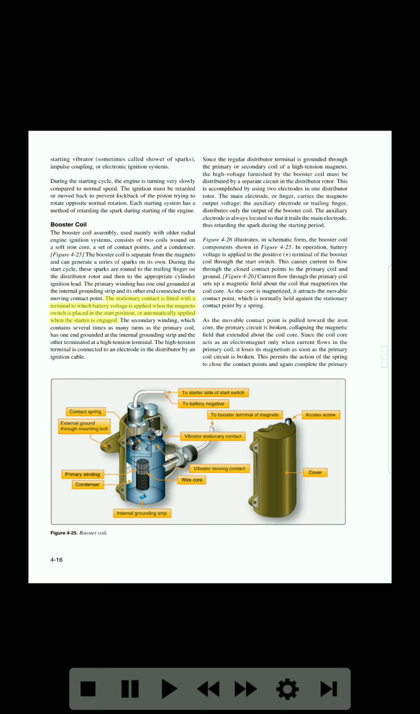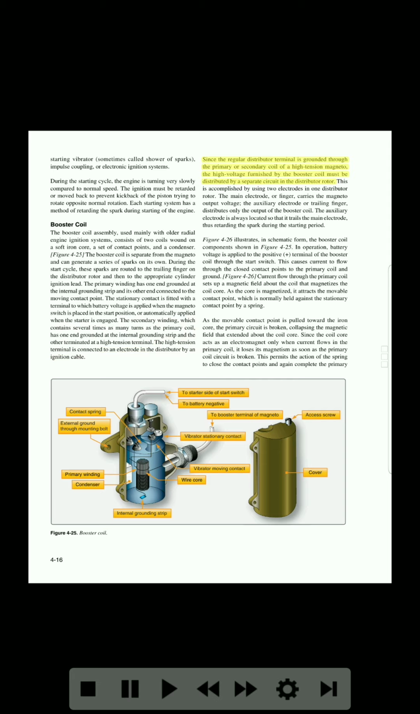The stationary contact is fitted with a terminal to which battery voltage is applied when the magneto switch is placed in the start position, or automatically applied when the starter is engaged. The secondary winding, which contains several times as many turns as the primary coil, has one end grounded at the internal grounding strip, and the other terminated at a high-tension terminal. The high-tension terminal is connected to an electrode in the distributor by an ignition cable.